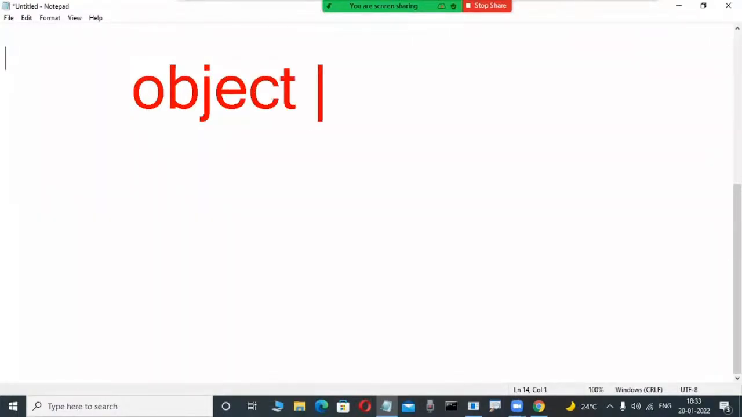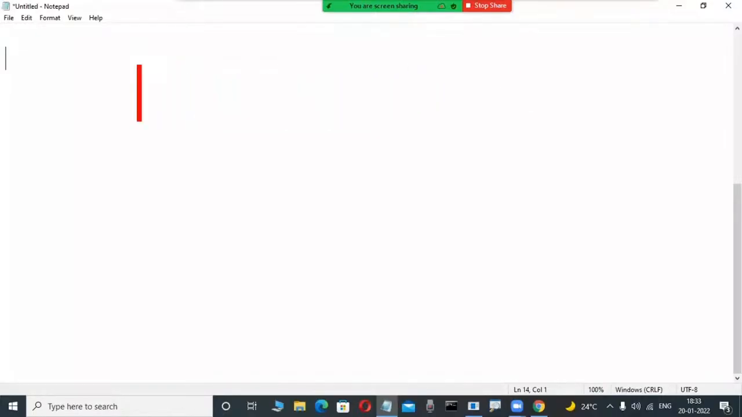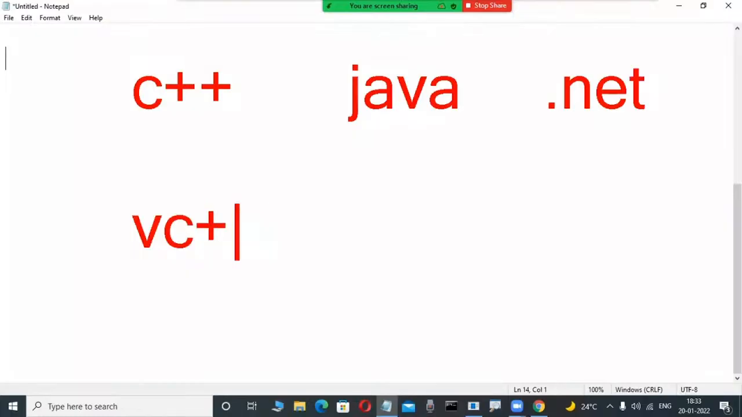Suppose there are many object-oriented languages. A little bit of technical knowledge is there. Object-oriented languages exist worldwide. What are the object-oriented languages worldwide? C++ is an object-oriented language. Java is a popular object-oriented language. C# .NET is an object-oriented language. VC++ is an object-oriented language. So many object-oriented languages are there.